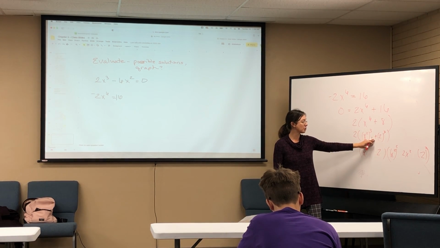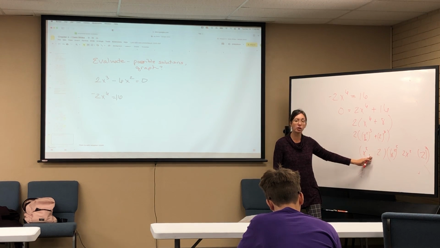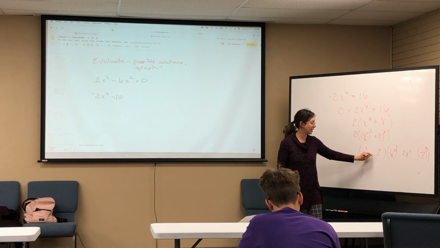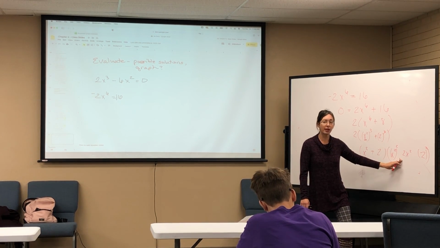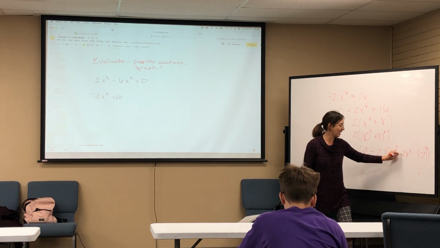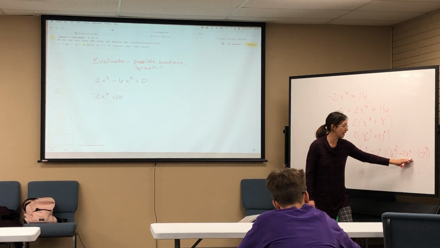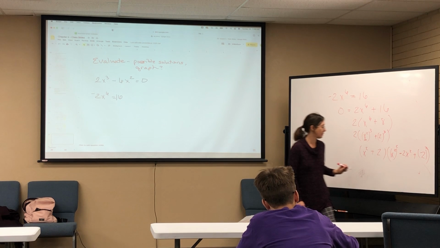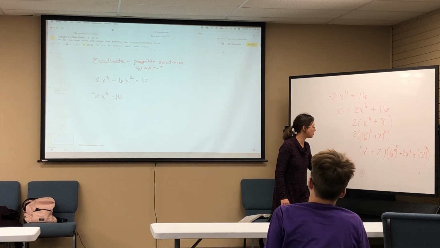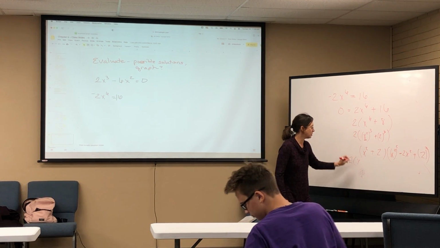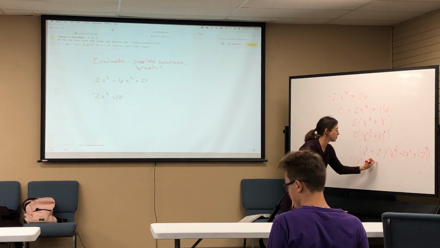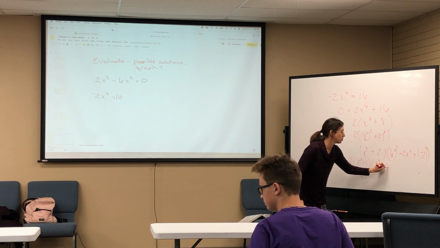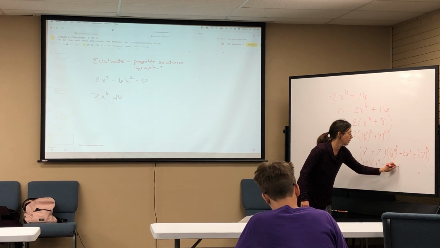My sign of my original is positive, so the sign of my binomial has to be positive. And the sign of my trinomial has to be negative, and the last sign is always positive. Okay, so now I have x squared plus 2. I don't lose that one. Now I have x to the 4th minus 2x squared plus 4.